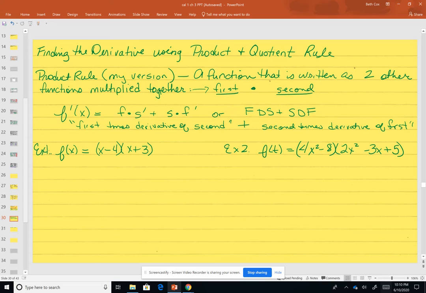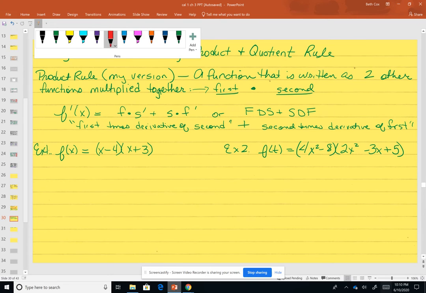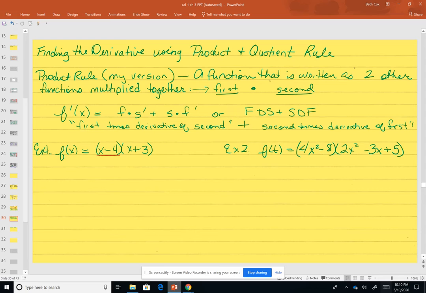So here we go. We're going to do the example I have here. The first function is x minus 4, so that's your first one, and x plus 3 is the second one. So I'm going to write the first function, x minus 4, because this is two things multiplied together. And then I'm going to multiply that by the derivative of the second one.